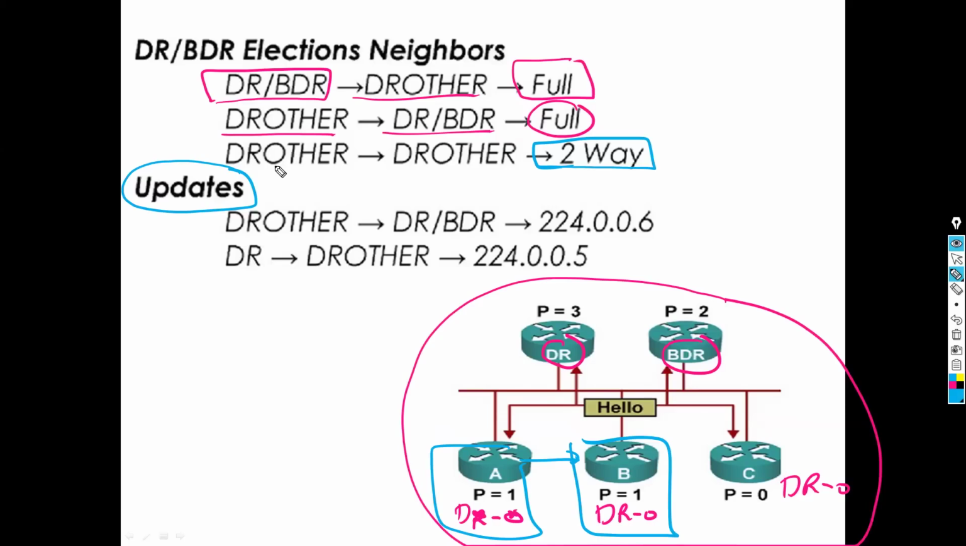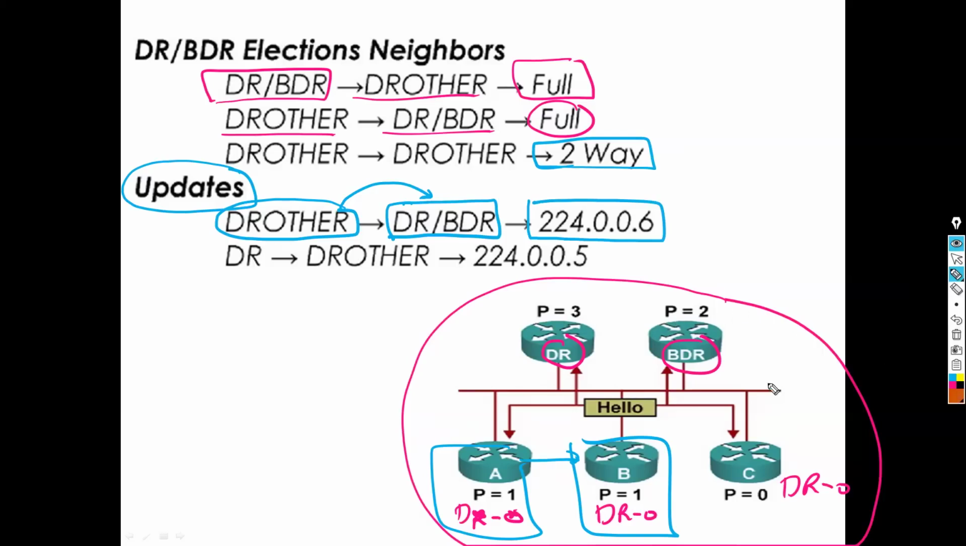RIP uses one multicast address. EIGRP uses one multicast address, but OSPF uses two multicast addresses, 224.0.0.5 and 224.0.0.6. When DR other sends any update information to the DR, it will use the multicast address 224.0.0.6.